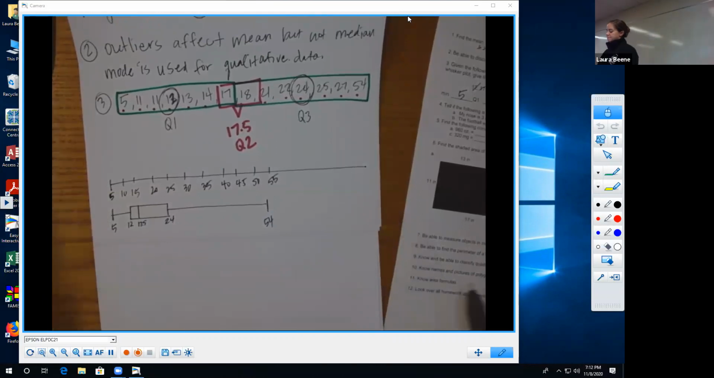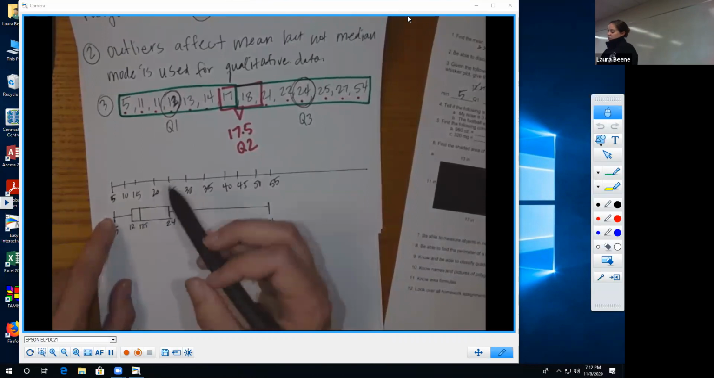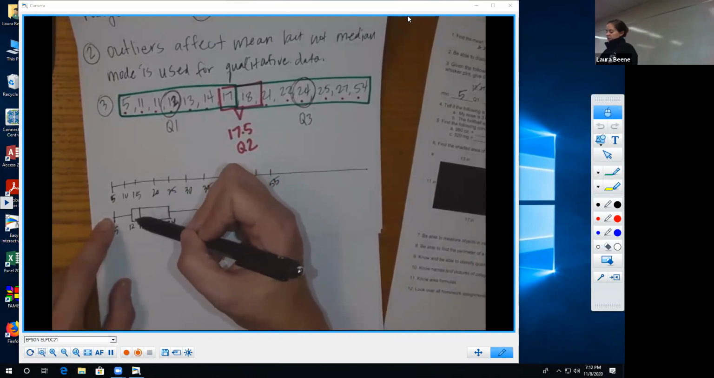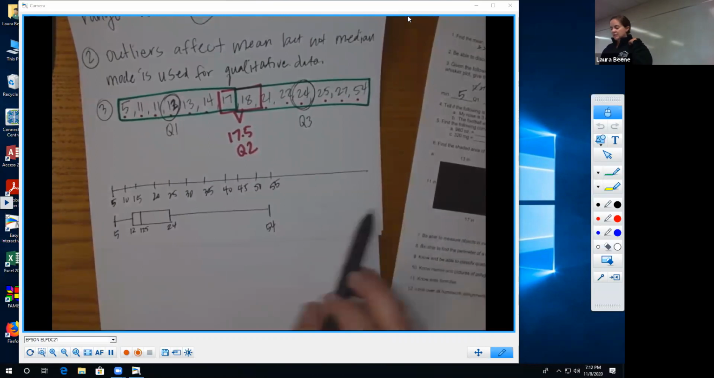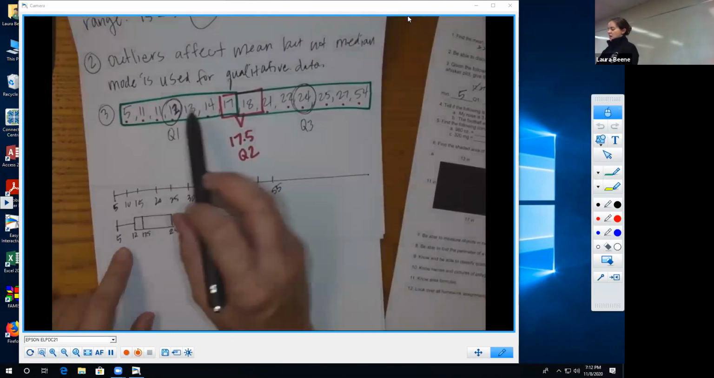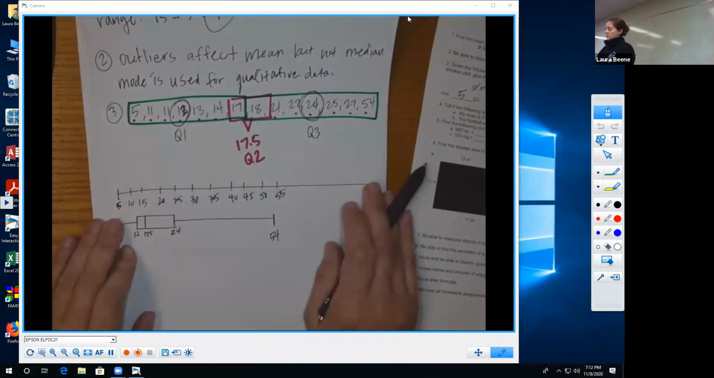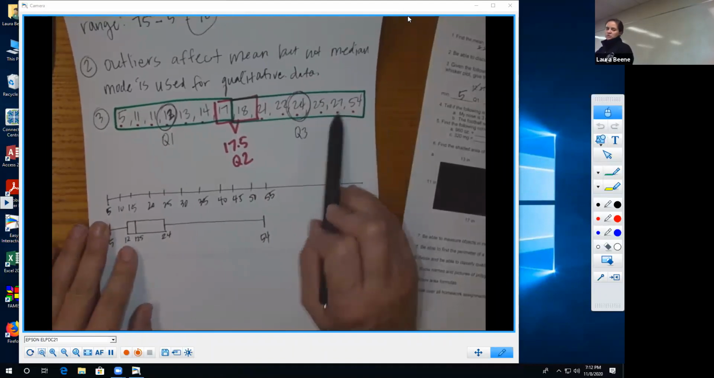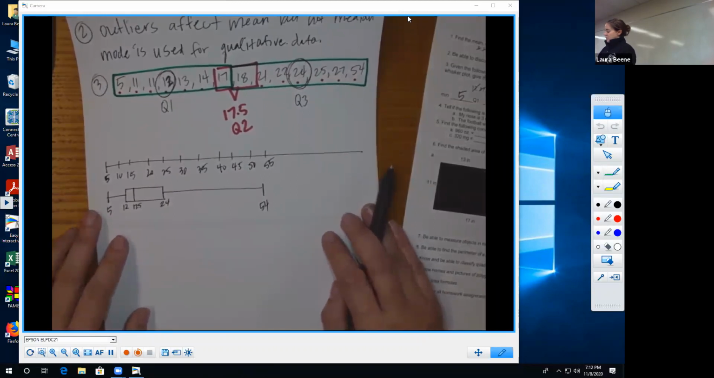And just a reminder, 25% of your data is in between the minimum and the first box. The second set of 25% of your data is in this first part of this box. 25% of your data is here, and then 25% of your data is here. The reason why they're different sizes is because the numbers are more spread out over here, whereas they're closer together here. And you can see that in your data, like 12, 13, 14, those are really close together. Whereas over here, 25, 27, 54, those are really spread out. So that's your box and whisker plot.